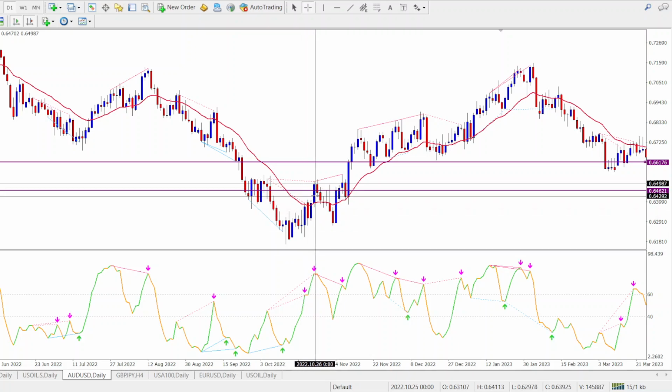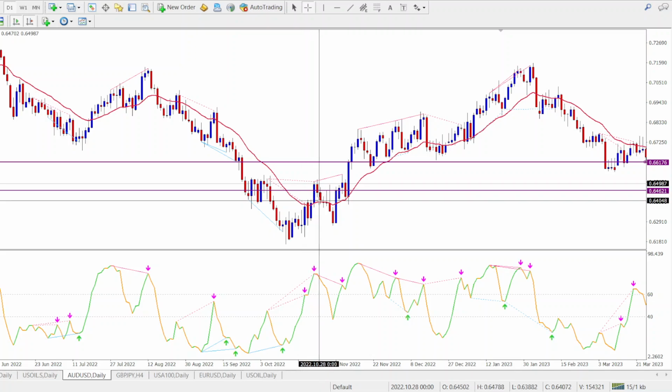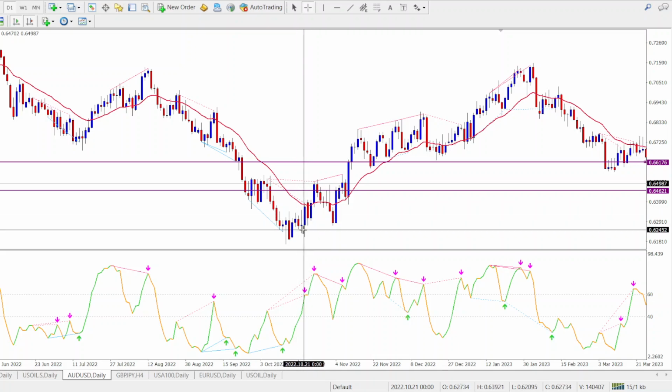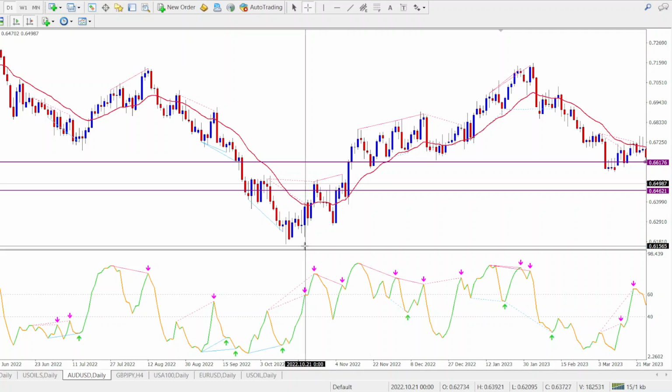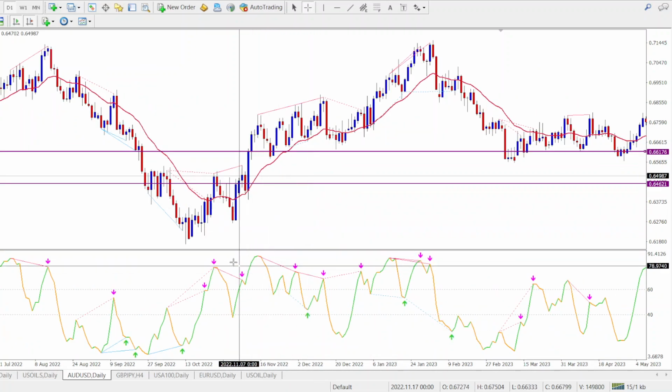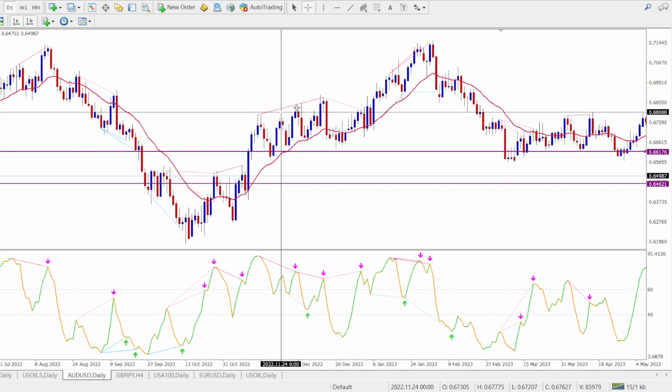So after the confirmation, we would have considered entering a buy trade, and we could have considered setting a stop loss below the swing low. And then as for the take profit, we could have decided to use resistance levels.